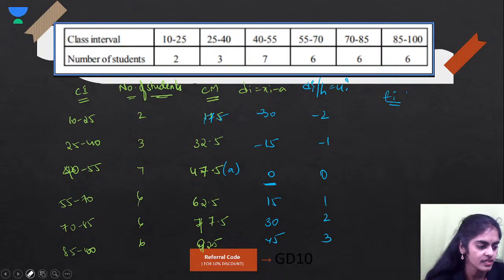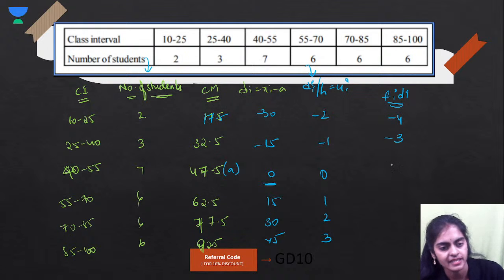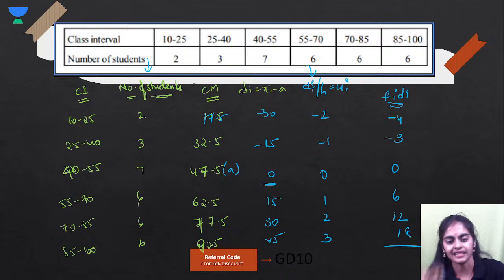What is fi ui? Okay, so now fi is 2, 3, 7, this line. ui is this line. Now see, calculations are even easier. 2 into minus 2 is minus 4. 3 into minus 1 is minus 3. 7 into 0, 0. 6 ones are 6. 6 twos are 12. 6 threes are 18. So you can happily calculate the value here.